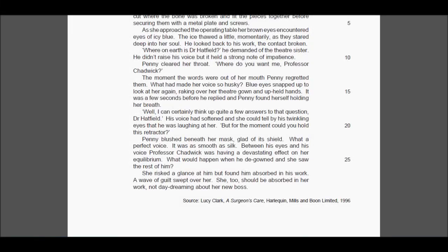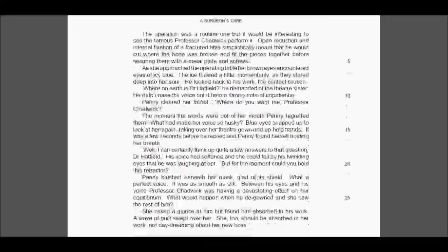So that was the extract that the students sitting that exam were given. Many students who sit this exam choose to take quite a systematic approach and work through the extract almost chronologically in the way that it's displayed.